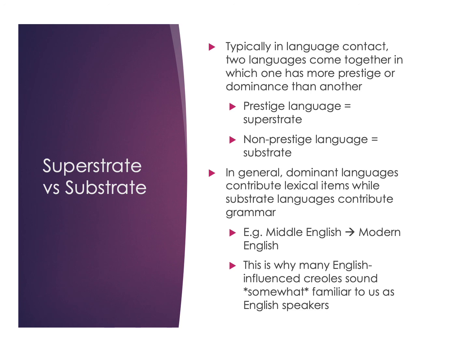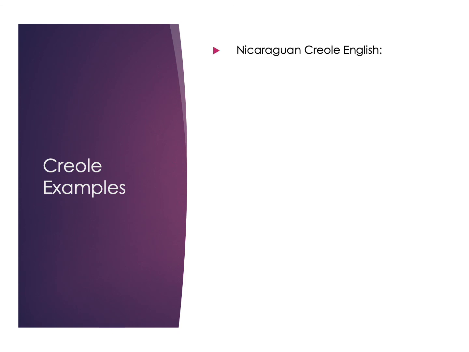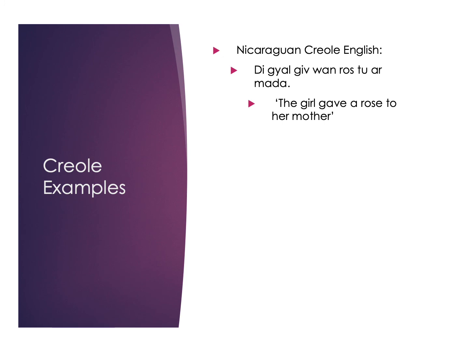This is also why a lot of English-influenced Creoles sound a little bit familiar to us as English speakers. So Hawaiian Pidgin, for instance, which is actually a Creole, kind of sounds familiar sometimes because it has an English superstrate form. A lot of other English-influenced Creoles have ways that we can kind of understand what's happening because those lexical items are being provided by English and then the grammatical items are being provided by the other contact languages. So as a quick example, Nicaraguan Creole English, if I give you the sentence, "Digyao give one rose to Armada," if you look at that and you think about it for a while, you can probably figure out that this is "the girl gave a rose to her mother."